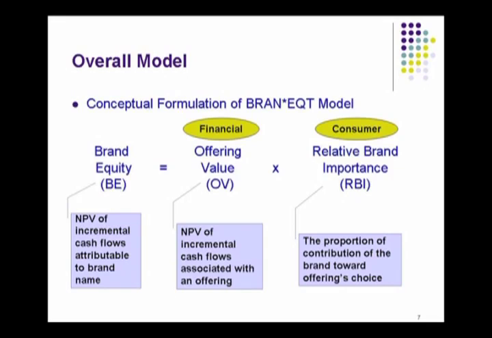And the first component is the offering value, the value of what Allstate or any other brand competitor might offer. And this is computed as the net present value of incremental cash flows associated with an offering. So this is broken down by category, by auto, by home, by life. And in the second component, based on consumer data, we compute the relative brand importance. And this is simply the proportion of contribution of the brand toward the offering choice after controlling for the contribution of the other elements, the marketing mix elements particularly.